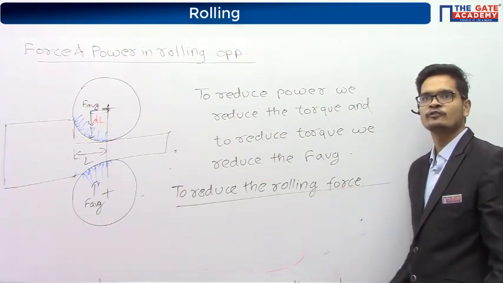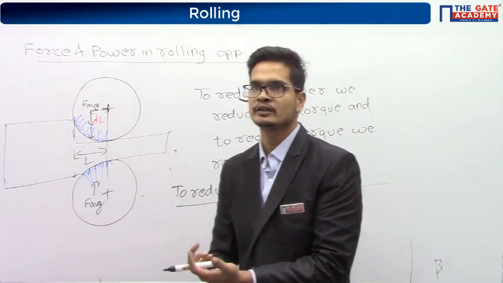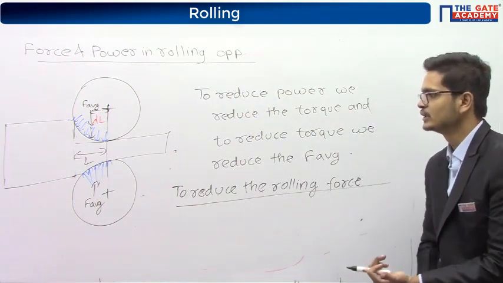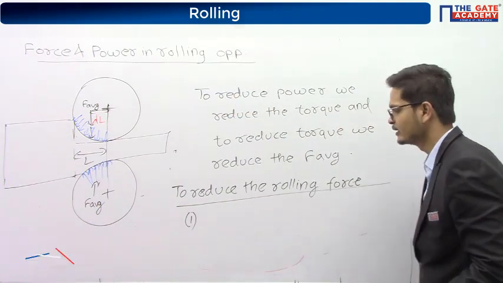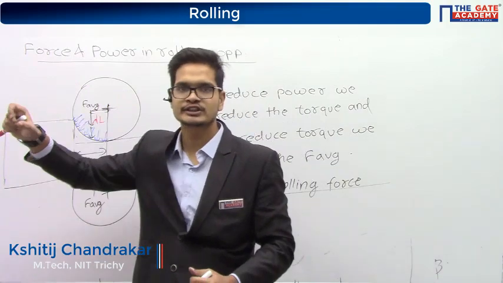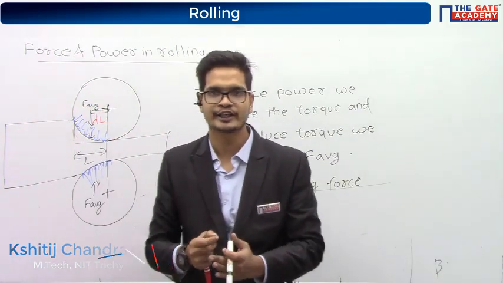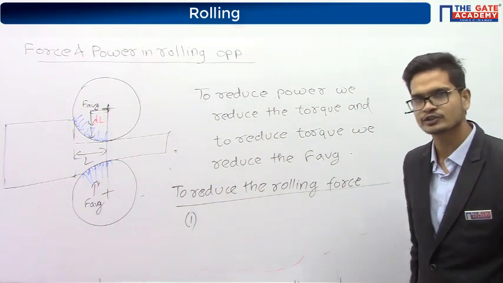To reduce the rolling force, Vishwas is saying reduce roll diameter. That is a very good answer. Why is it? L will decrease. Yeah, that is right. When we are reducing the roller radius, we are reducing the contact area. When we are reducing the contact area, the average force will reduce.